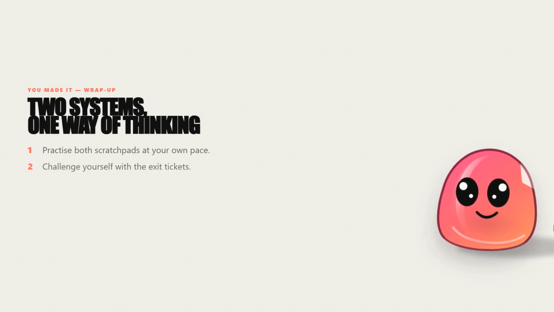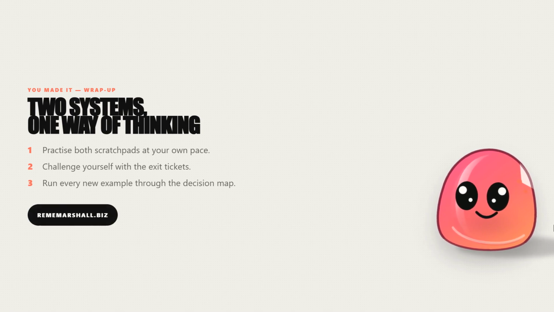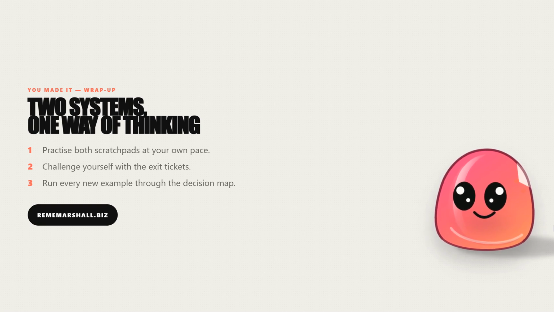You've worked through both scratch pads. You can now build and read trigonometric graphs, and solve any triangle by choosing the right rule. Practice both scratch pads at your own pace, then challenge yourself with the exit tickets. The more you run each question through the decision map, the more predictable new problems become. That's the whole point.